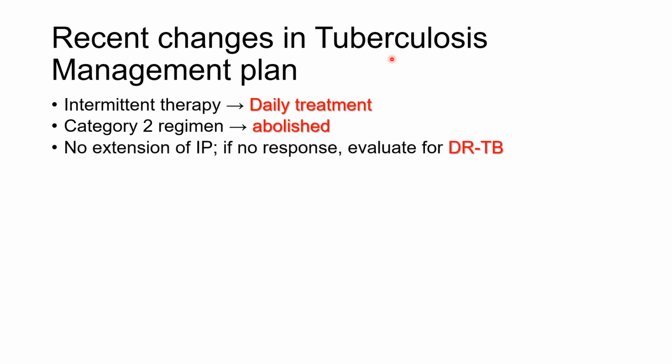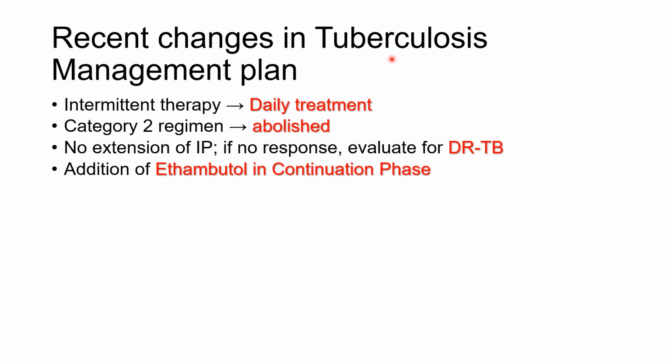Third thing is there is no extension of initiation phase. If no response is seen at the end of initiation phase, the patient is evaluated for drug resistant TB rather than extending the initiation phase. Earlier, suppose after 2 months of initiation phase the patient has not achieved sputum conversion. So what used to be done? The initiation phase used to be extended for 1 month, 2 plus 1 it used to be called. That is not done now. If a patient has not responded after 2 months of initiation phase, the patient has to be evaluated for drug resistant tuberculosis and if found, has to be managed accordingly.